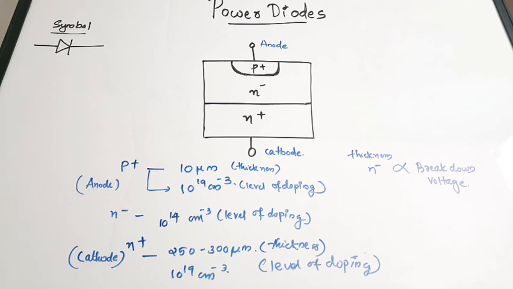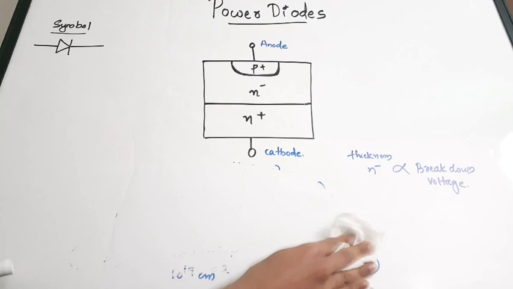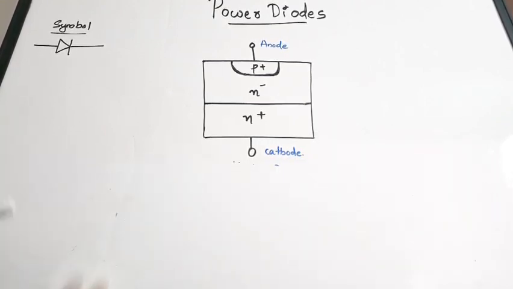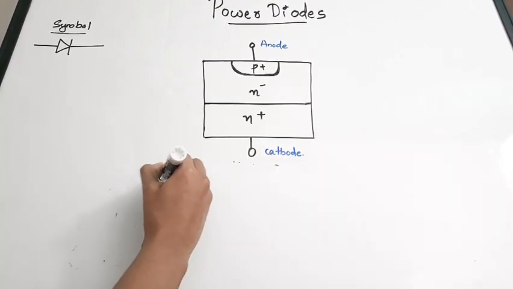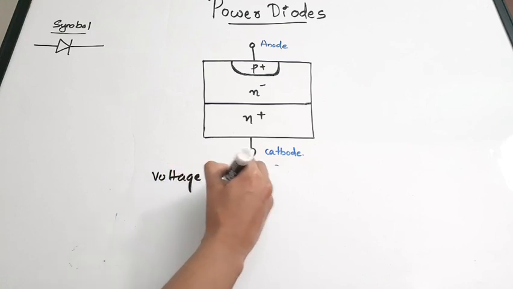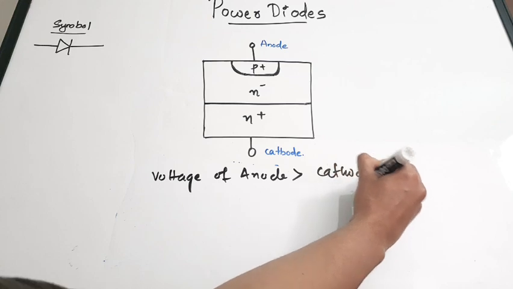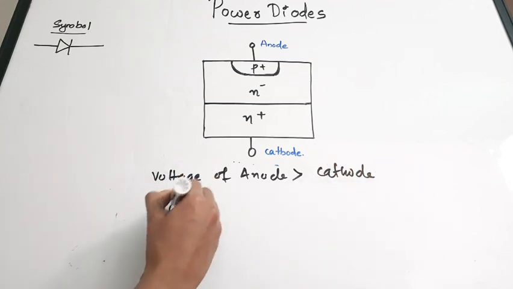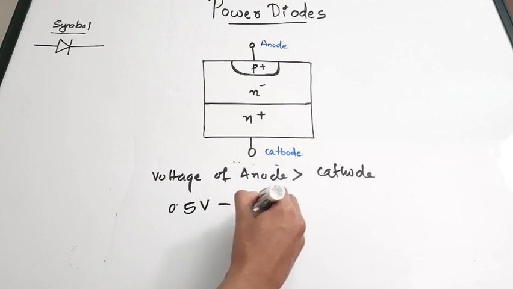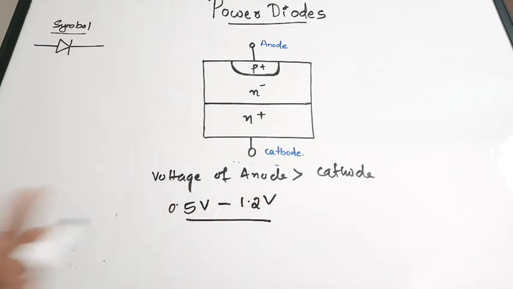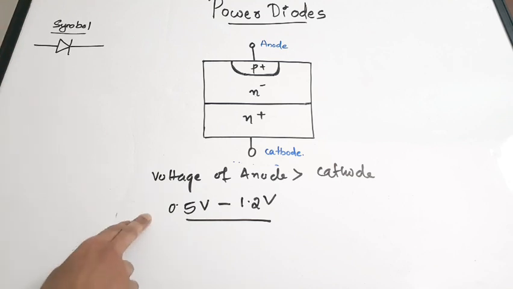So in order to make the diode conduct, we have to make the voltage of the anode greater than the cathode, and the voltage drop when the diode is conducting, 0.5 volt to 1.2 volt, is the voltage drop across the power diodes. We know that for a silicon diode it is 0.7 and for a germanium it is 0.3. Just like that, for a power diode, this is the range of voltage drop. There is a forward voltage drop when the diode is conducting.